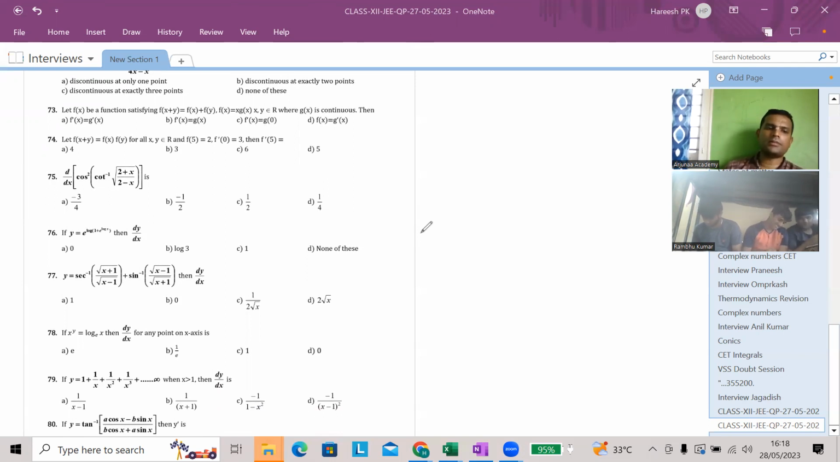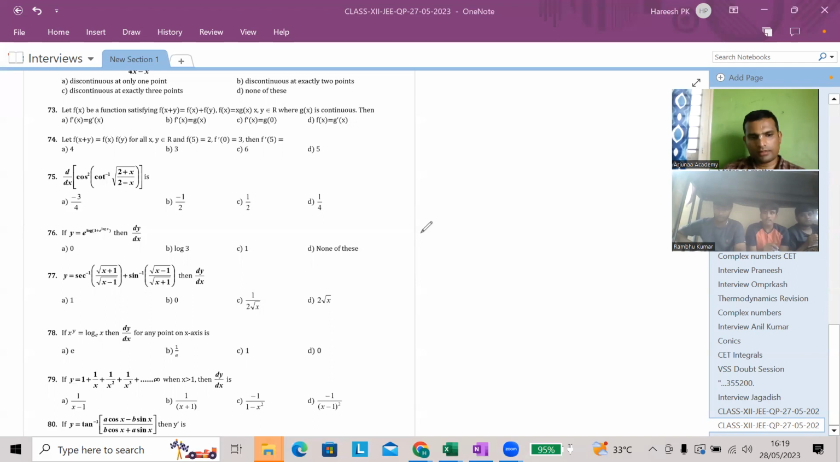Okay, Rahul, read the next one, 78th. If x to the power y is equal to log e x, then dy by dx for any point on the x-axis is. How to solve, Rahul? Any idea? Sir, can we bring y as log x to the base x?